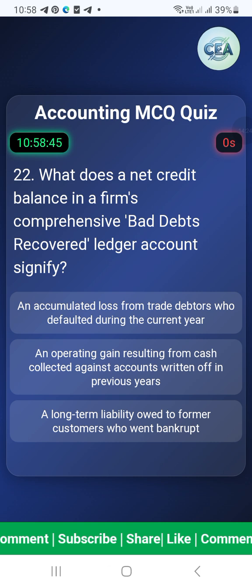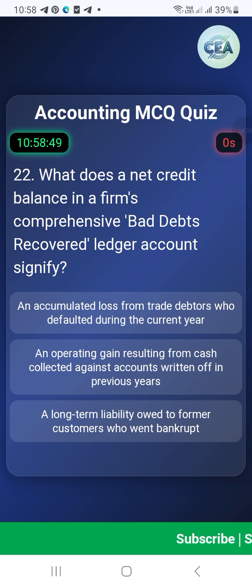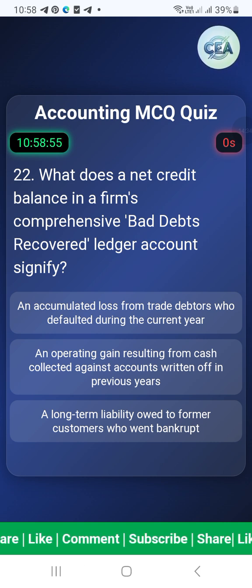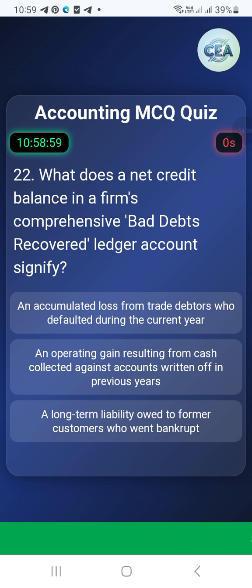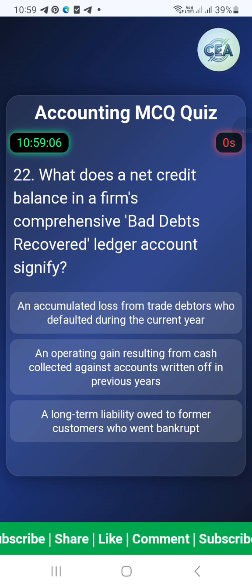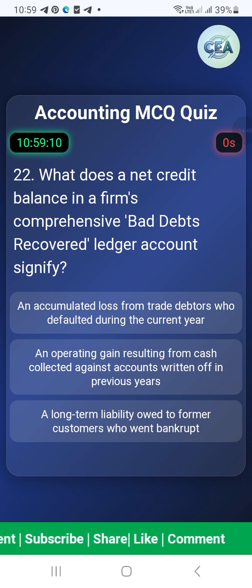22. What does a net credit balance in a firm's comprehensive bad debts recovered ledger account signify? Option 1. An accumulated loss from trade debtors who defaulted during the current year. Option 2. An operating gain resulting from cash collected against accounts written off in previous years. Option 3. A long-term liability owed to former customers who went bankrupt.